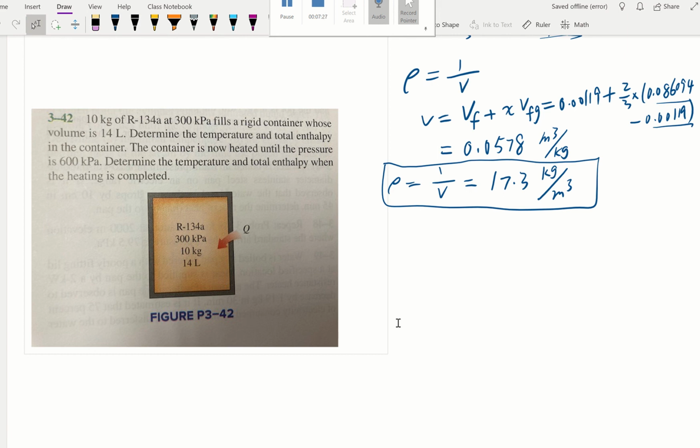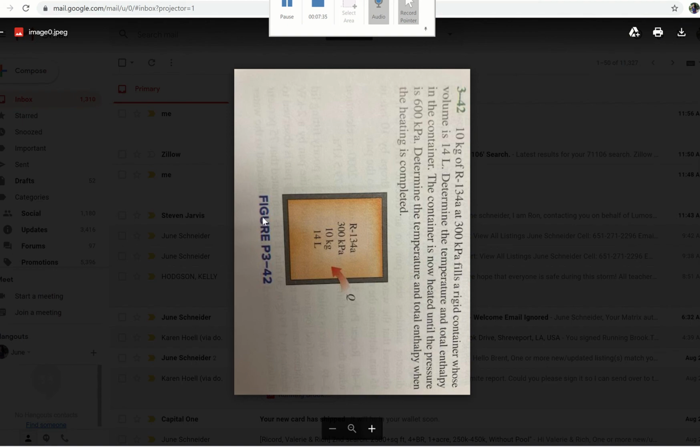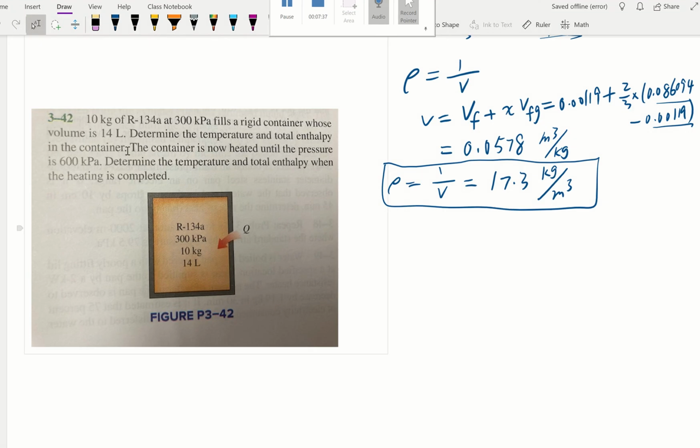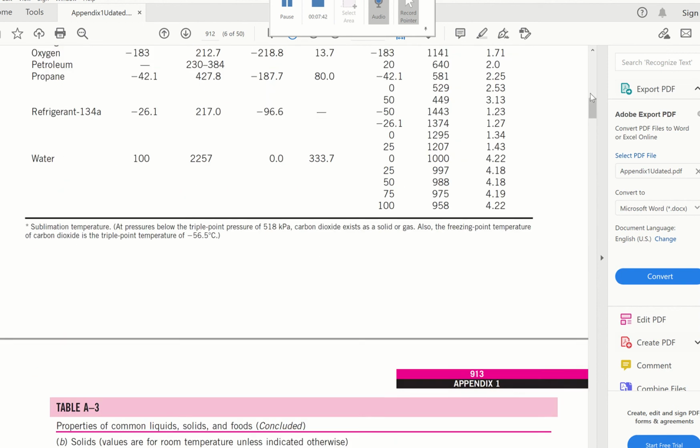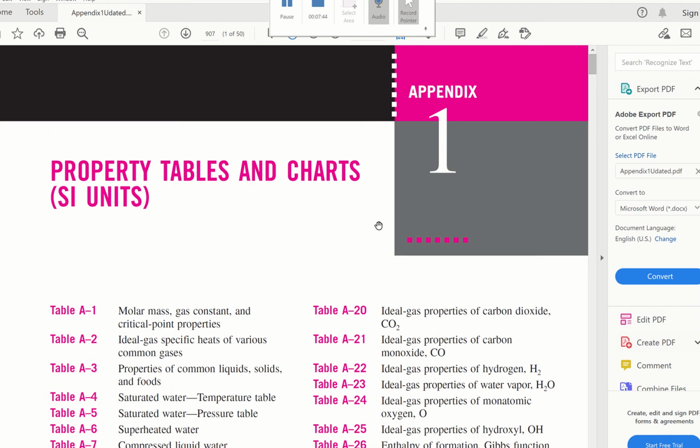If it's water, go to the steam tables, which are A4, 5, 6, 7. If it's R134a, we're going to go to the right table. Let's see where they are. Okay. So first of all, I'm going to go to the table of contents.